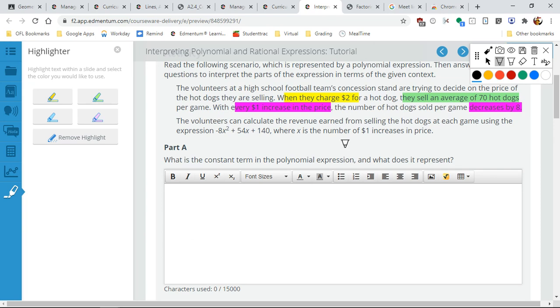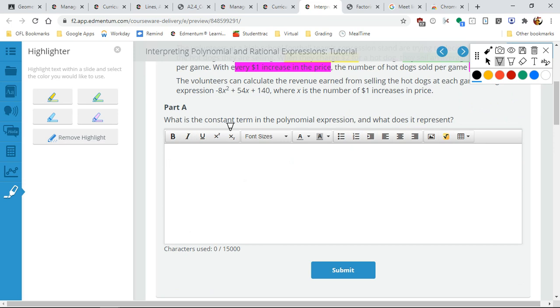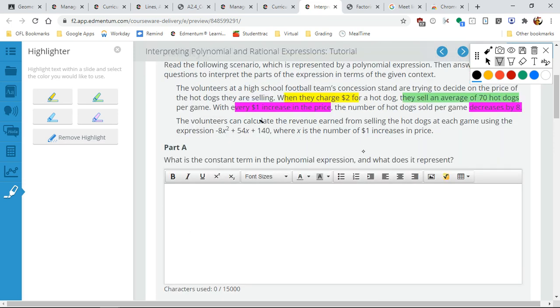So let's break this down. They gave us this formula. What is the constant of this polynomial? This 140, what is this? Well, this 140 is how many hot dogs we're selling normally. So how many hot dogs do we sell normally?